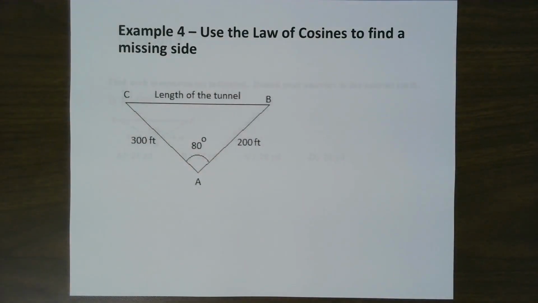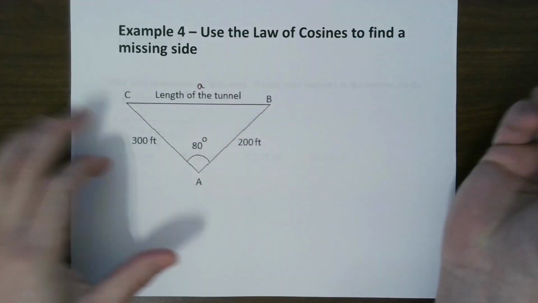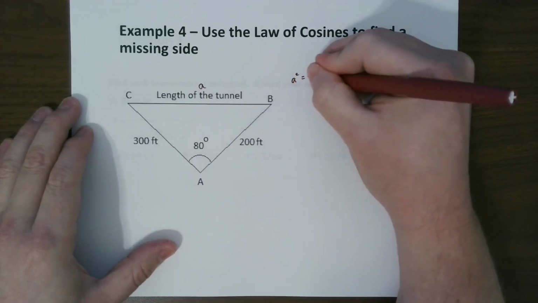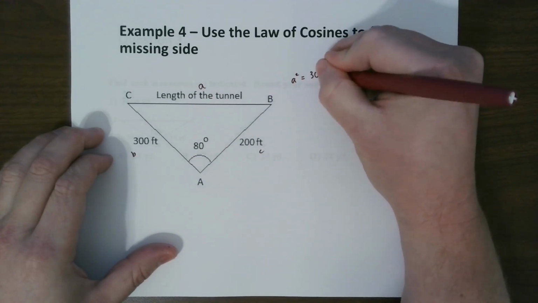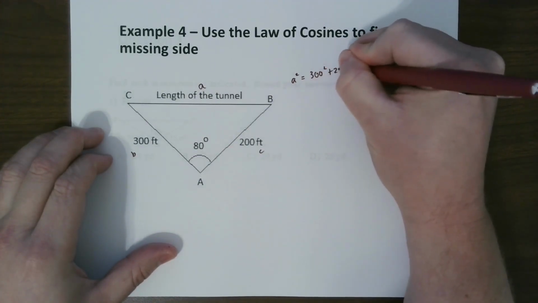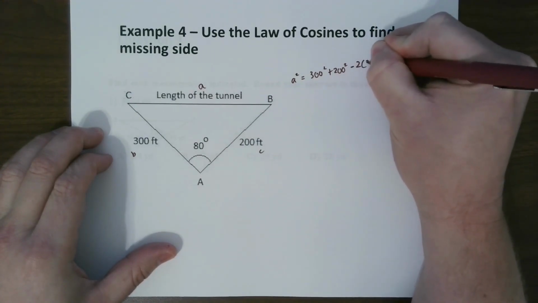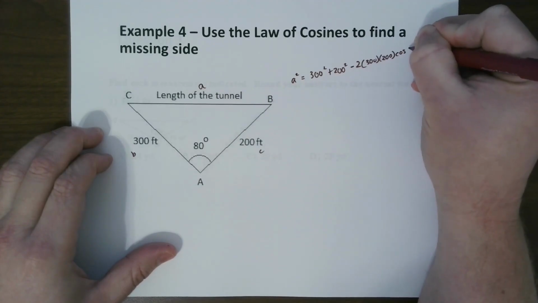All right, let's talk about law of cosines, just to find a missing side. This one's my favorite. I like this. So we're going to find this side. I'm going to call it A because it's across from A. So we're going to go A squared equals, now this is B and this is C. So 300 squared plus 200 squared minus 2 times 300 times 200 cosine of 80.